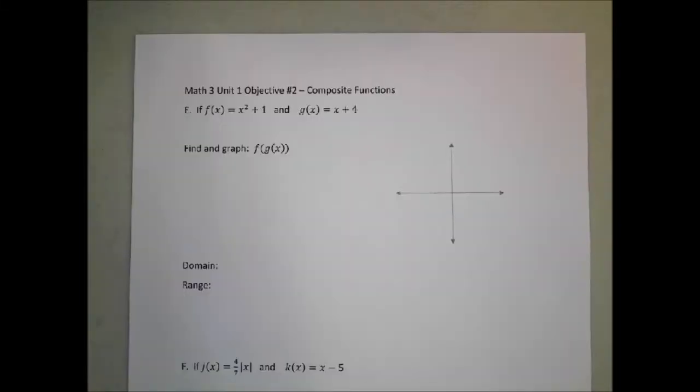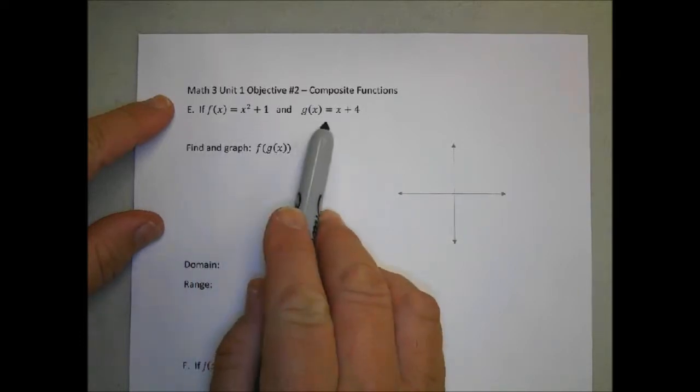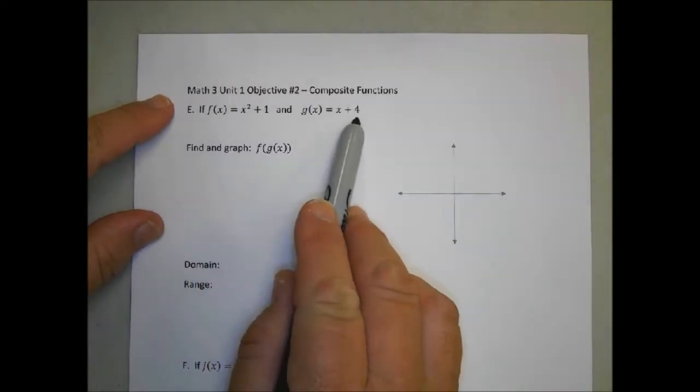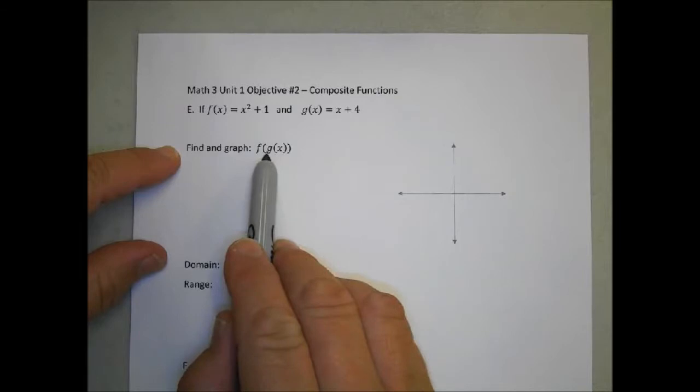The next part of objective 2 deals with what we call composite functions. And all that really means is plugging one function into another function. So on example E right here, I have f of x defined as x squared plus 1, and I have g of x defined as x plus 4. So find and graph, this notation is saying f of g of x.